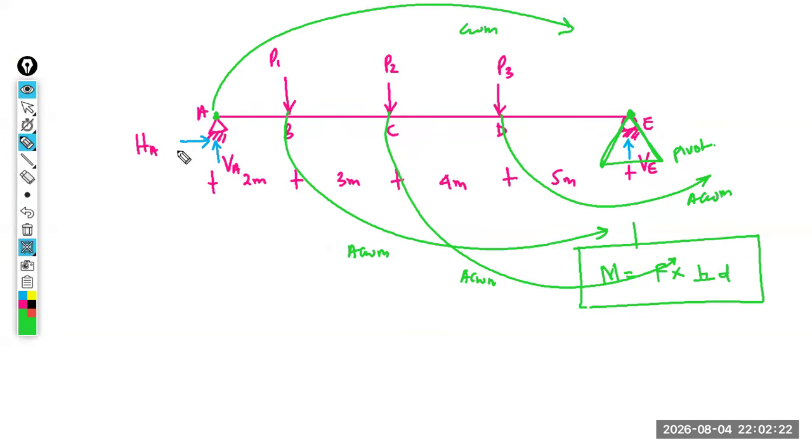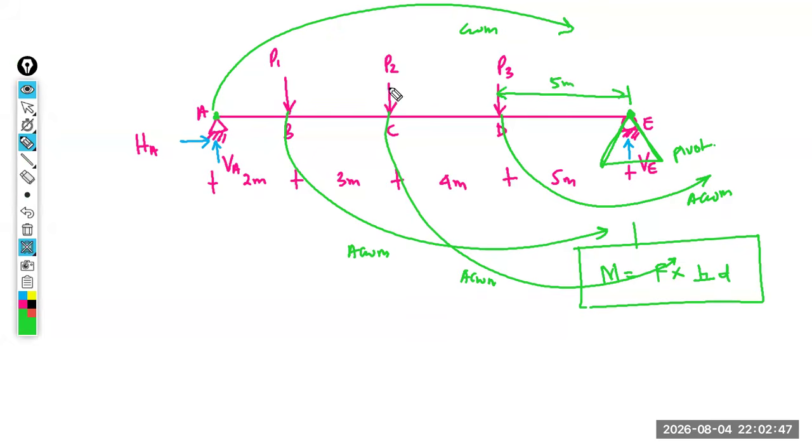Well, if you look at the horizontal force, it's going to be along the beam. So the distance will be 0. So let's forget about that for now. If I look at the force P3, the distance is always to the pivot, right? So I have to calculate from here to the pivot. And this will give me 5 meters, isn't it?